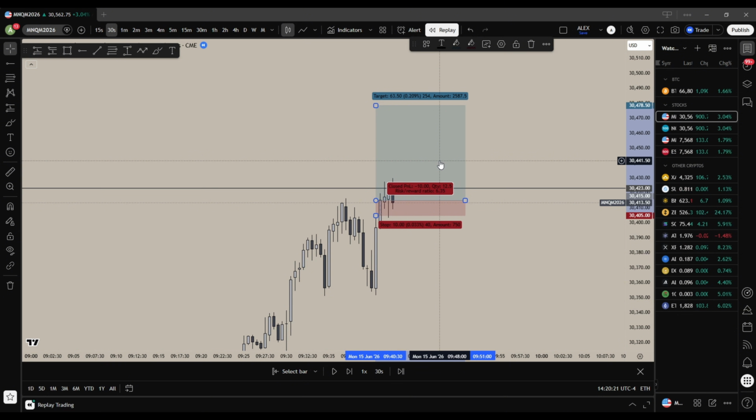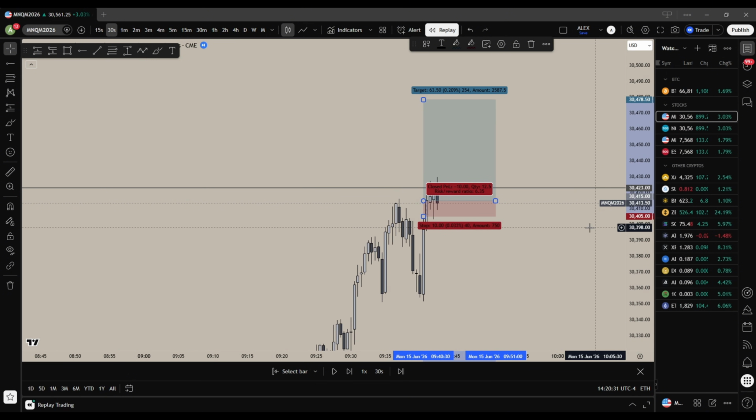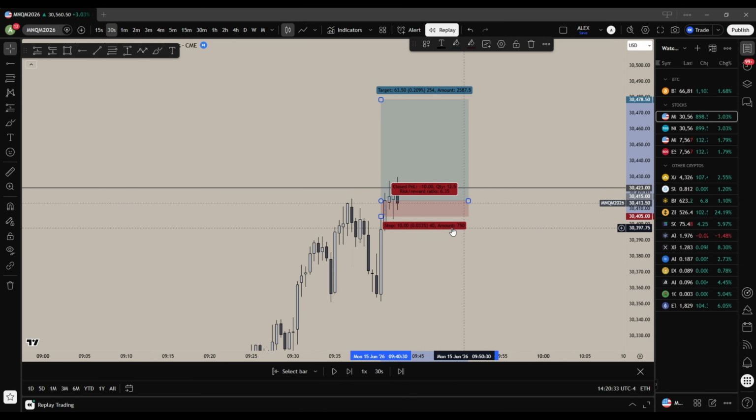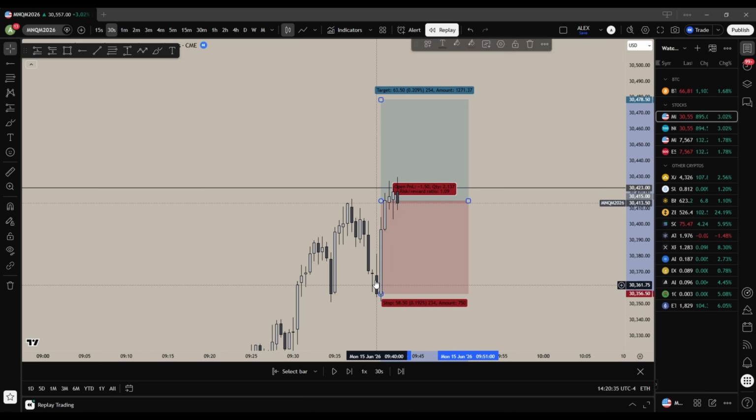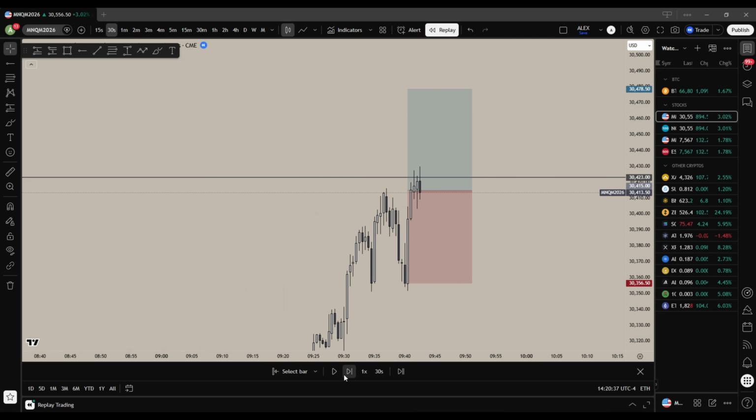I traded on my evaluation and it was a 1% risk. I traded around $500, but yeah, this was a break-even day. I lost a bit of money because of the fees and I couldn't close earlier. And yeah, this was the only trade I took today.